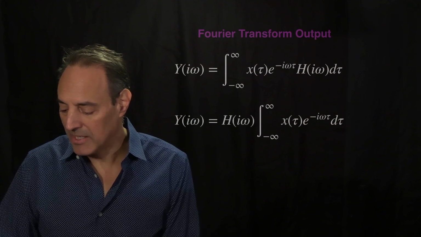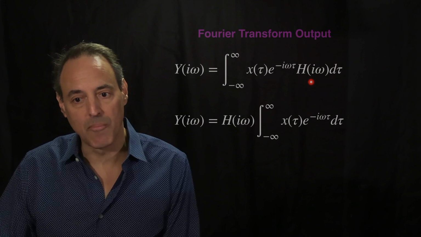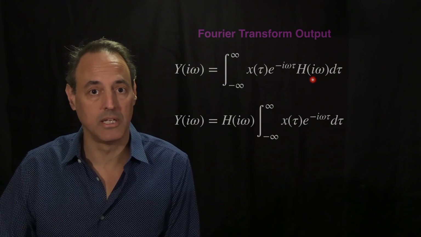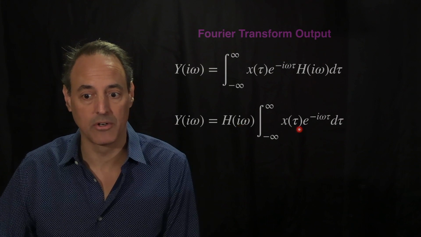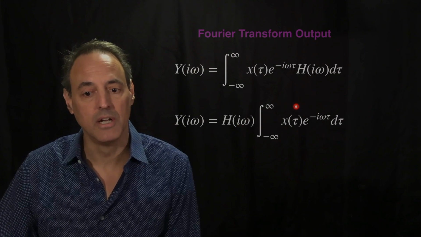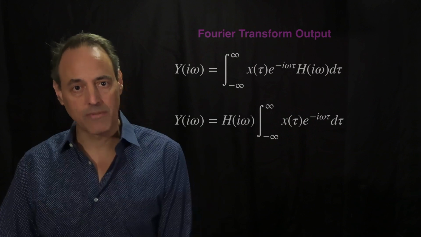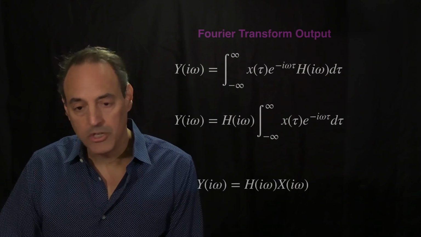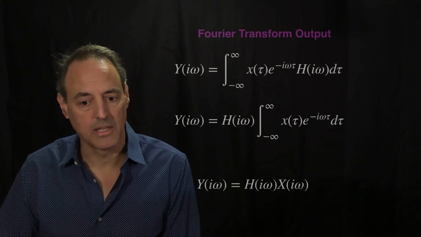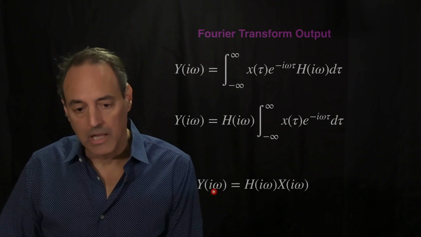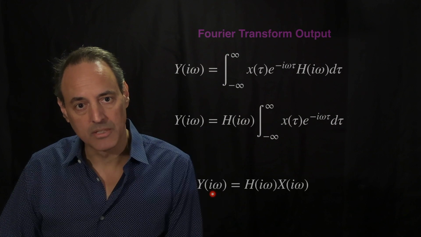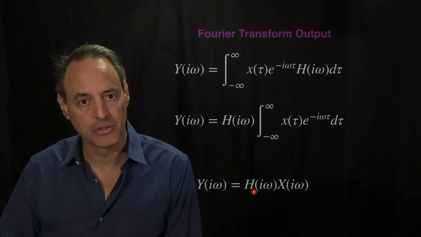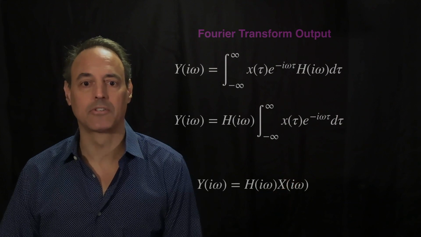And by the way, we can then pull out this H of i omega because it's now just some constant with respect to omega, and we're integrating with respect to tau. So I pull that out of the integral, and I have this here. And if you look at this, this is the Fourier transform of x itself. So there you go. This is what we get at the end. If I want to know the Fourier transform of that signal y, it's just the Fourier transform of h times the Fourier transform of x.